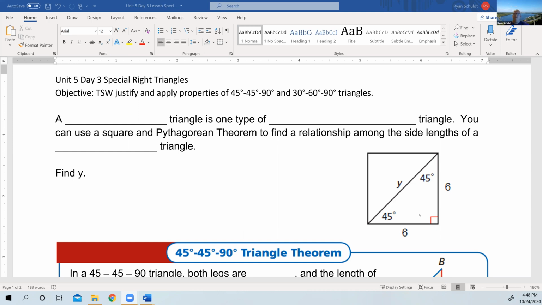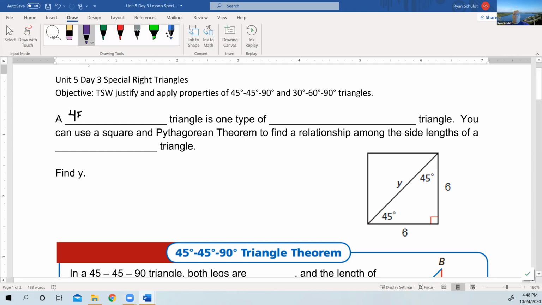So there's two types of special right triangles. The first kind that we're going to look at is called a 45 degree, 90-degree triangle. This is, like I said, one type of special right triangle. Why do we call them special right triangles? Because they're a right triangle that's special.